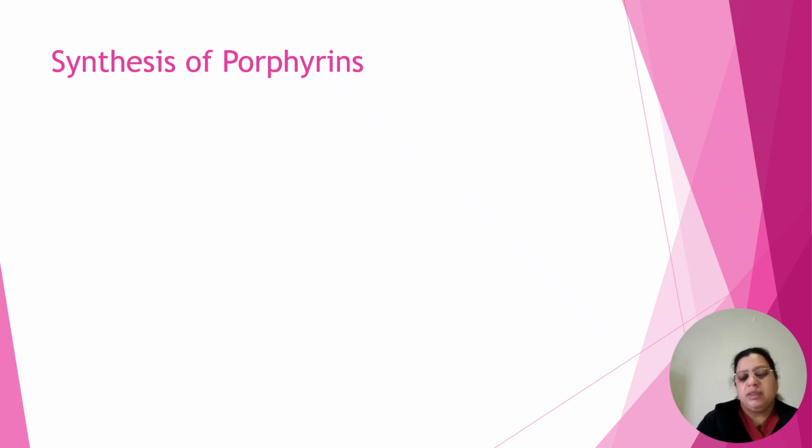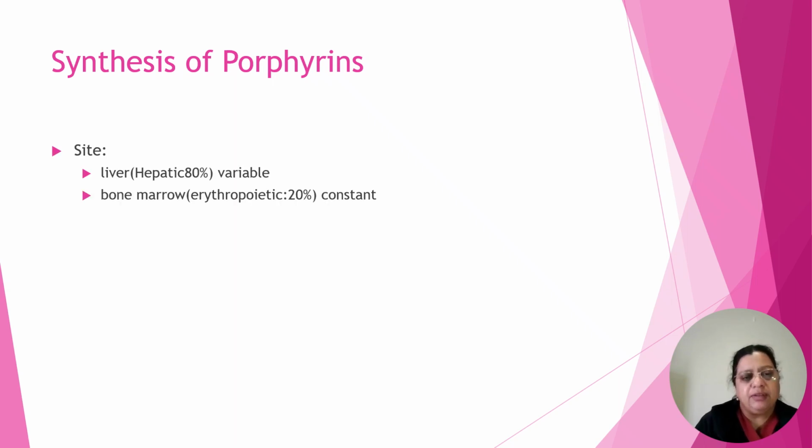So let us start with synthesis of porphyrins. Whenever you study synthesis of any compound, you have to understand a few things. The first and foremost should be where it is being synthesized. Looking at the site of synthesis of porphyrin, there are two major sites: liver, hepatic, corresponding to 80%. The synthesis in the liver is variable, which indicates that the liver is under regulation.